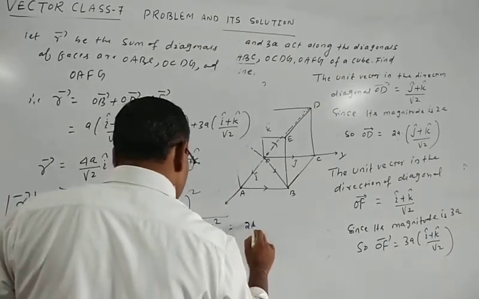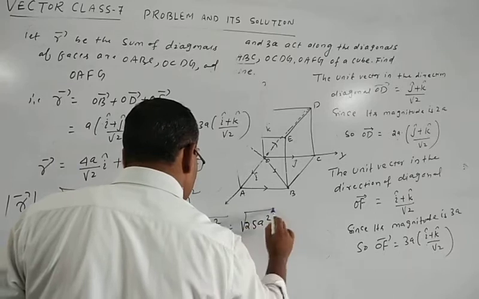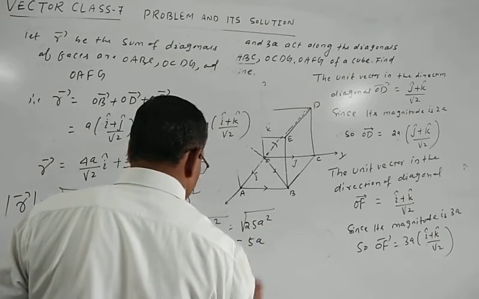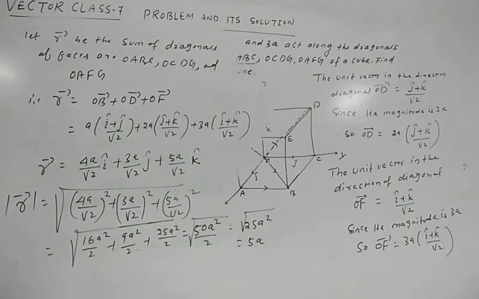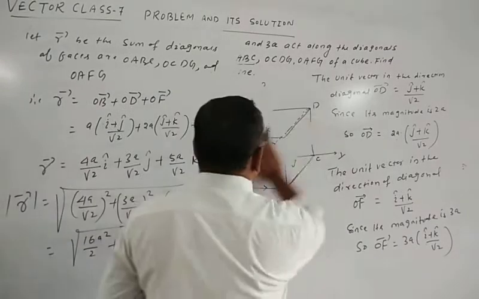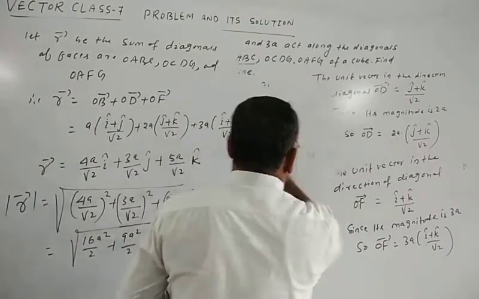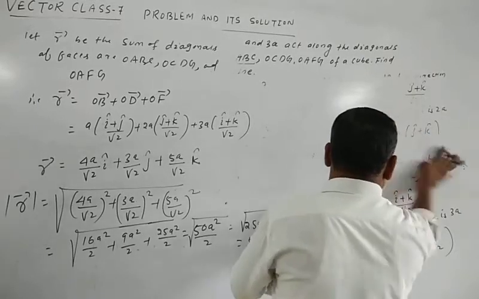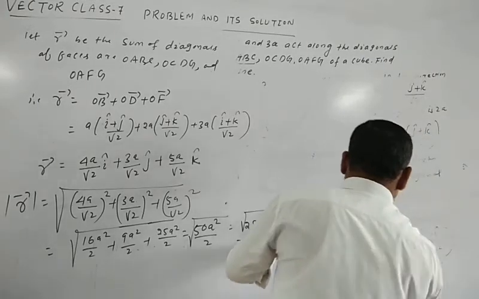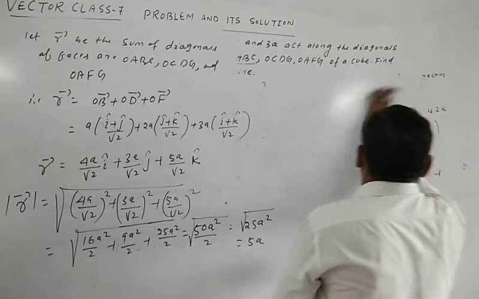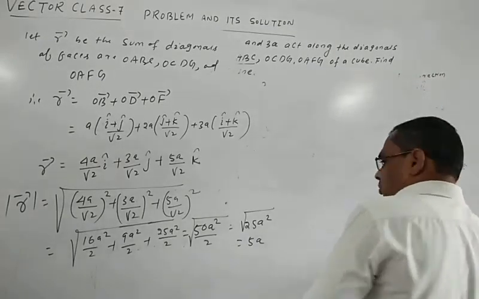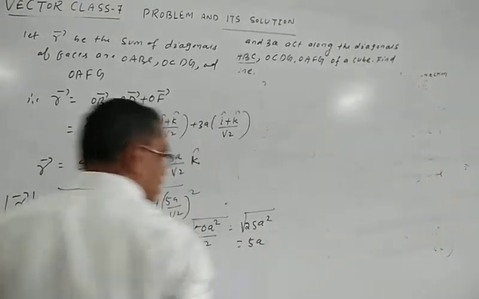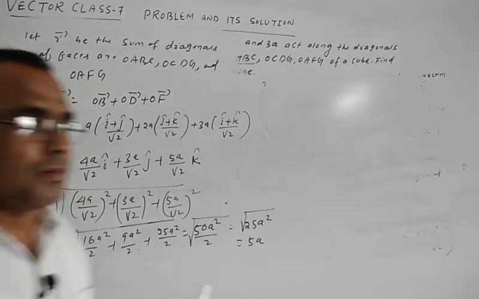So this is equal to 25a square root, so this is equal to 5a. So its magnitude is equal to 5a. Now to find the direction cosine, so what is the direction cosine? First you have to calculate a direction ratio, then you have to calculate a direction cosine. So what is the direction ratio? Direction ratio of the R vector means the components of i cap, j cap, k cap.